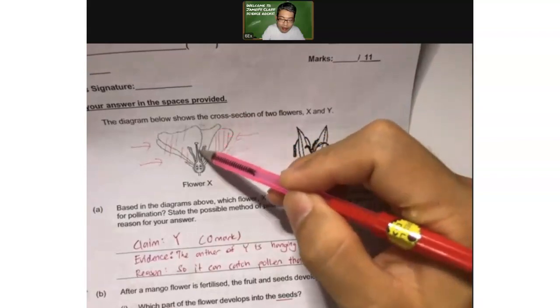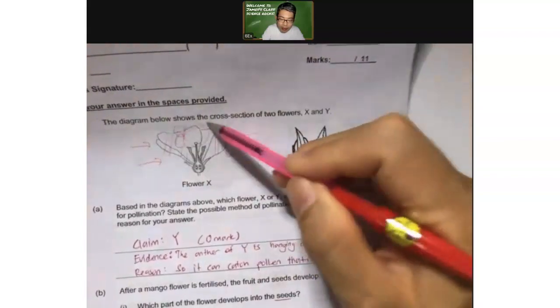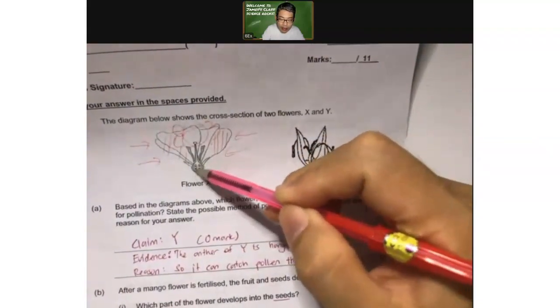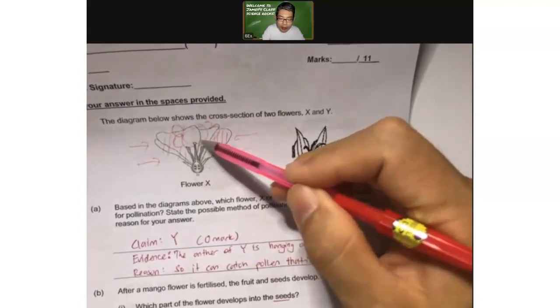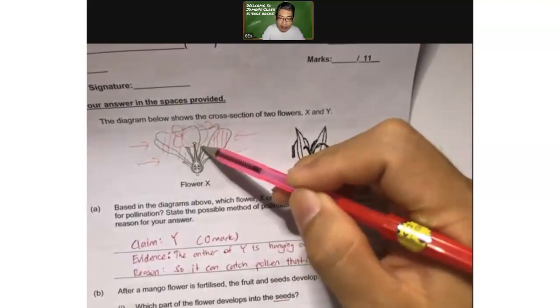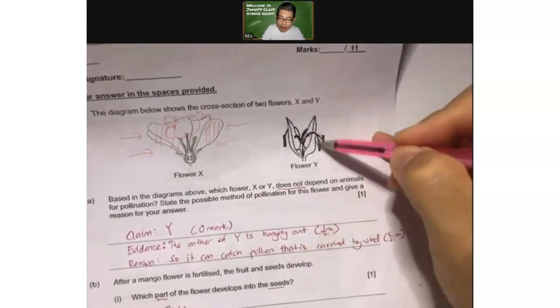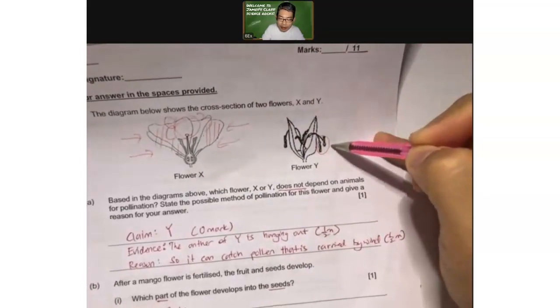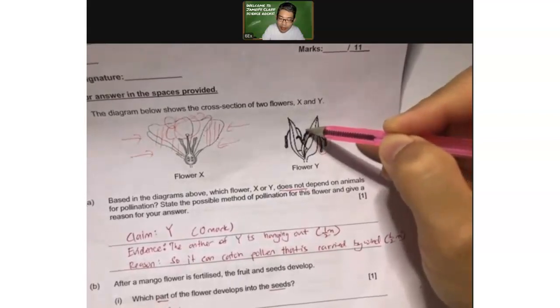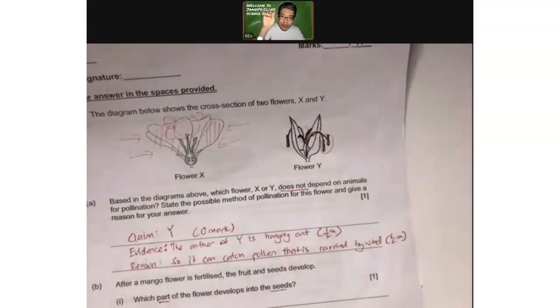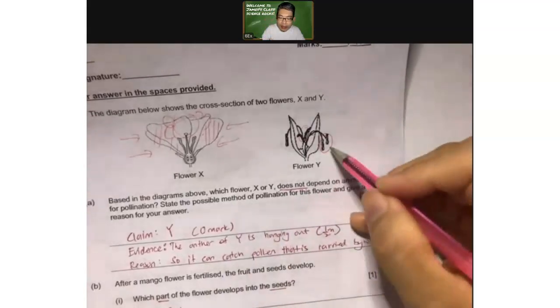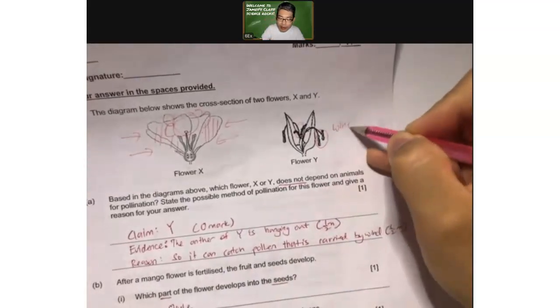Animals must nestle inside here, the bee or the butterfly, in order to reach the nectar below. Then the body will brush against the anther and stigma. And that's how the pollination happens. This one, you notice the anther is hanging outside the petals. And the stigma is also hanging outside, protruding outwards. In these kind of cases, it will be wind pollinated.